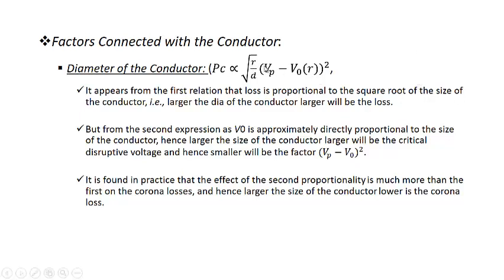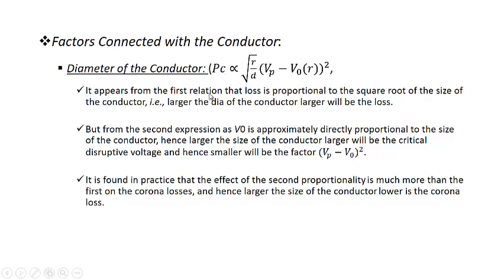or we can say the effect of the increase in the coronal loss because of the radius, which is the square root of the radius, is less as compared to the decrease in the coronal loss because of this critical disruptive voltage. So overall, you will see that when the conductor diameter increases, the coronal loss will increase. Sorry, the coronal loss will decrease.